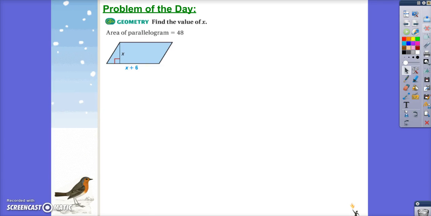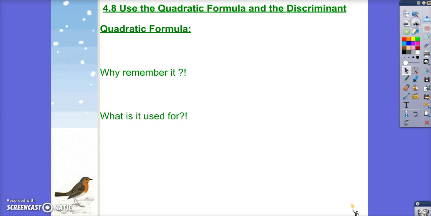All right, so today we're going to take a look at lesson 4.8. Take a look at the problem of the day, pause the video and solve it. So 4.8, use the quadratic formula and the discriminant.